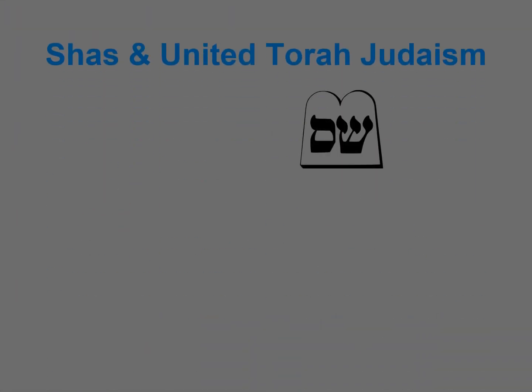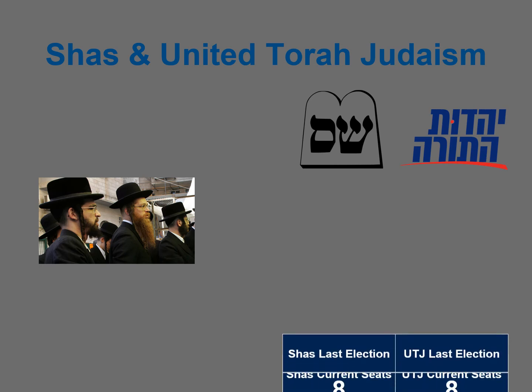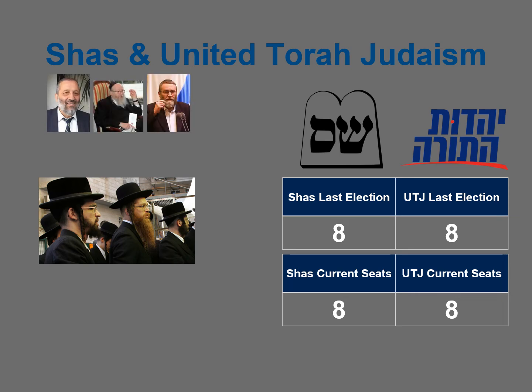Shas and United Torah Judaism are parties which represent Israel's ultra-Orthodox Jewish population. Shas represents the Orthodox of Middle Eastern and North African origin, while UTJ represents the Orthodox of European origin. Both won 8 seats in the last election. Shas is led by Ari Deri, and UTJ is led jointly by Yaakov Litzman and Moshe Gafni.